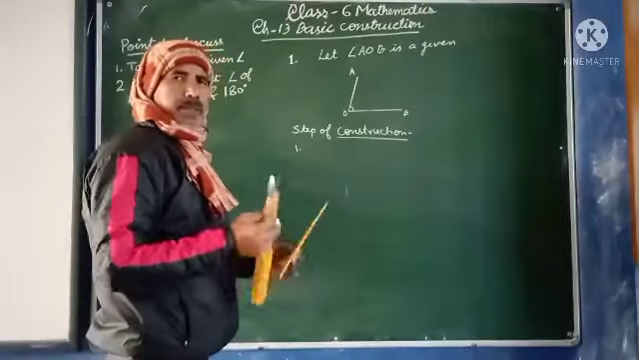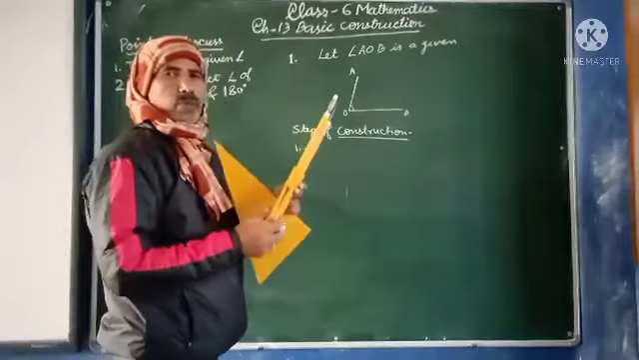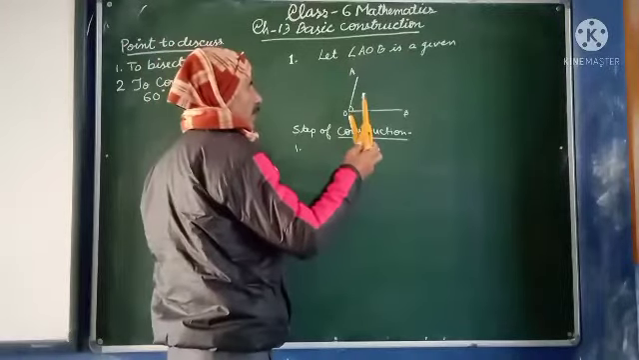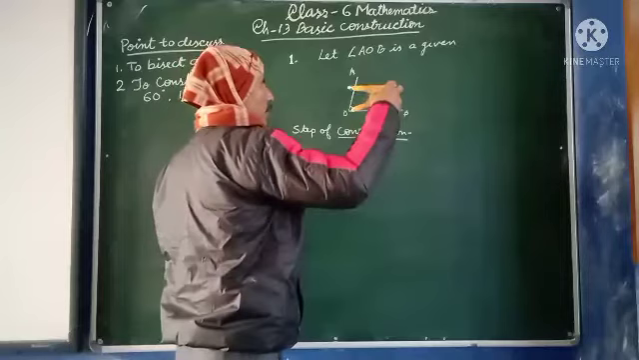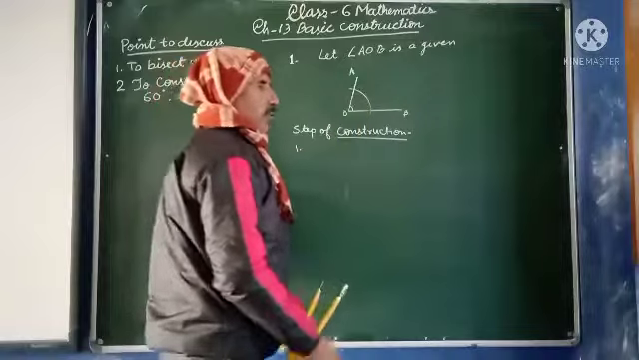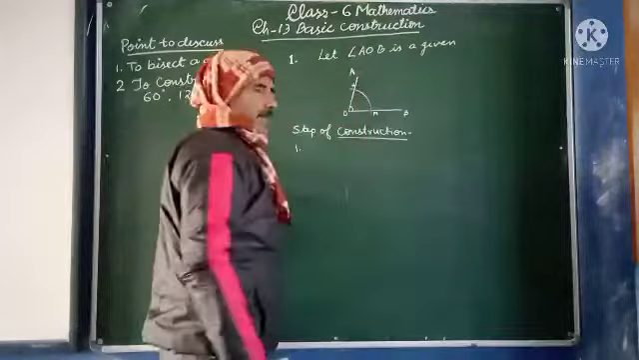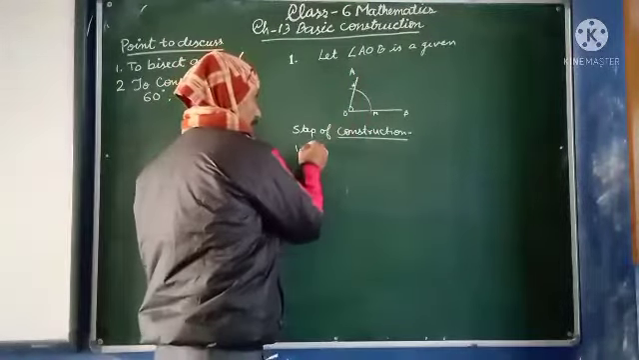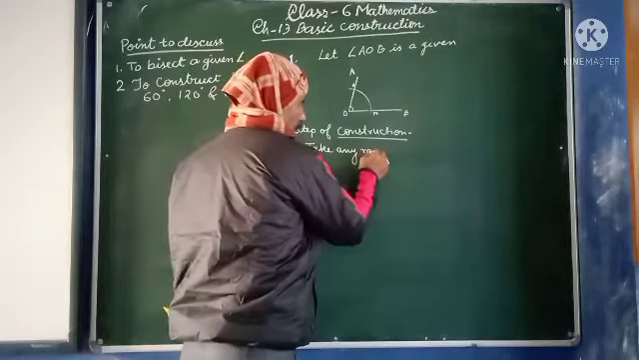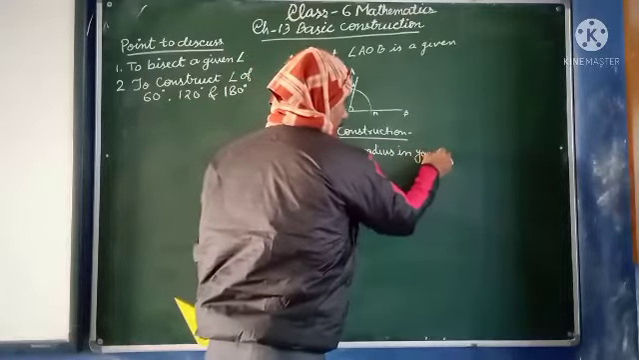You can see in my hand there is a compass. I have to take any radius, whatever you want, you can take in your compass, and with O as a center, you have to draw an arc which intersects the arms of the given angle AOB at two different points, let's say M and N. So what I did, I will write. Take any radius in your compass.